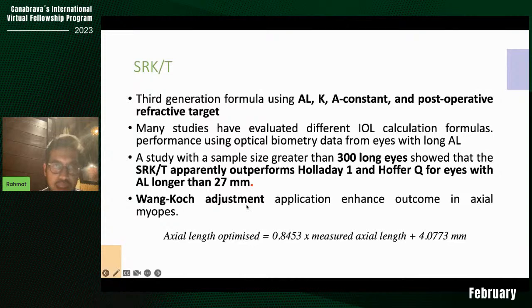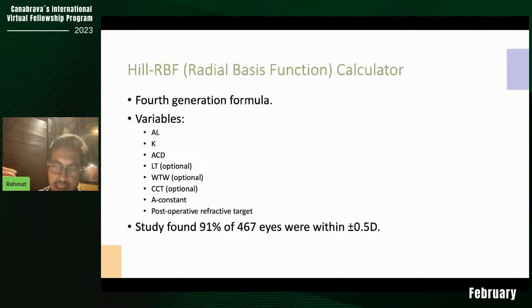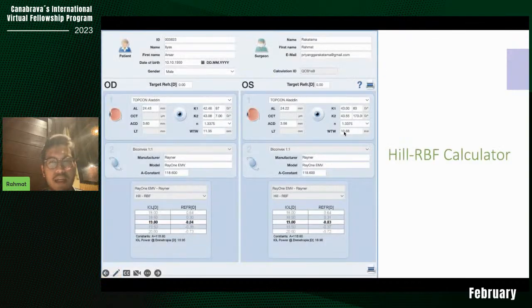And it can be applied manually or automatically in the IOL calculator or biometer machine. The next one is Hill RBF, or radial basis function calculator, which is a fourth generation formula. And these are the variables that are used. And a study found that 91% of 467 eyes were within plus minus 0.5 diopter. And the Hill RBF calculator is available online and can be accessed. And I tried it myself. And we can get a wide selection of IOL in here.